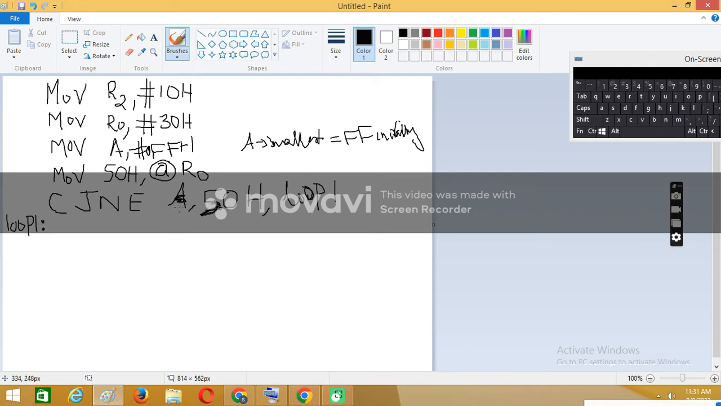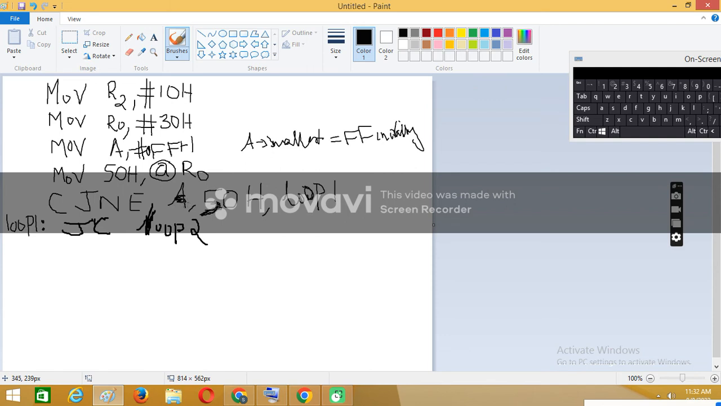When A is smallest, what will happen? It is like doing A minus content of 50. So A is smallest means smallest minus larger will give a carry. So jump on carry, I will call it loop 2. You understood? My intention is to keep the smallest number in accumulator. So if the smallest number is already in accumulator, I can go to the next number.